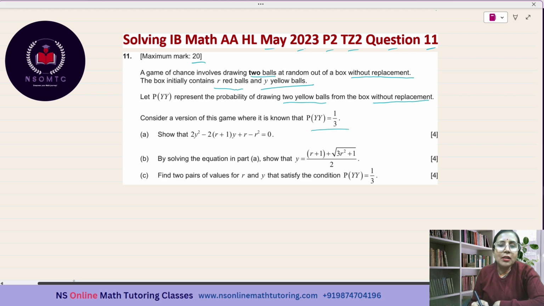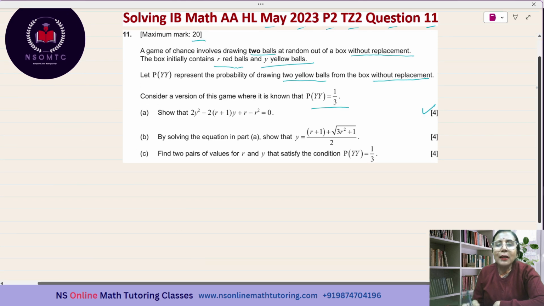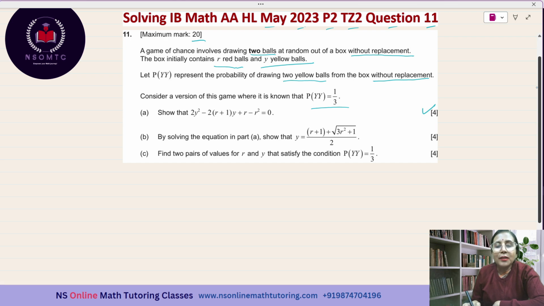Part A's question is: show that 2y² − (2r + 1)y + r − r² = 0. It is containing 4 marks. And we know that in IB, we often get to prove an equation, but we usually do not know where to start from.